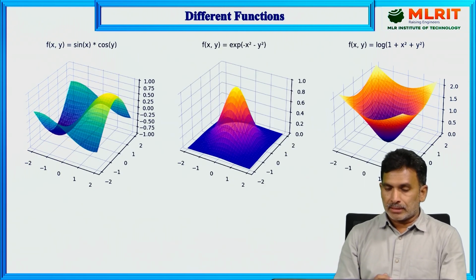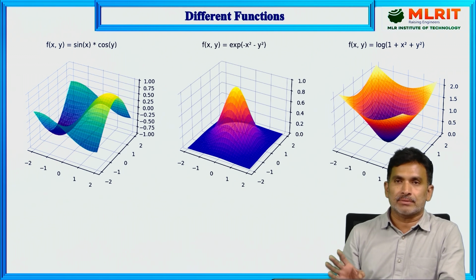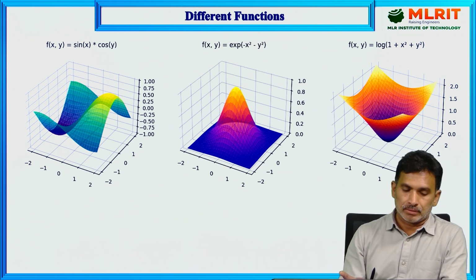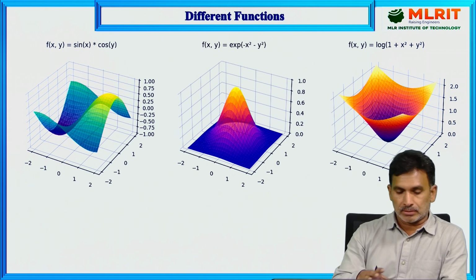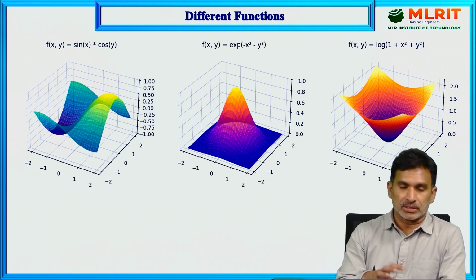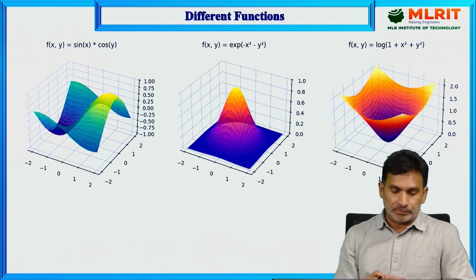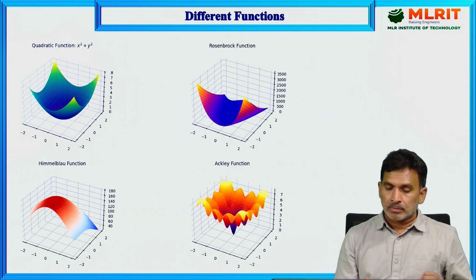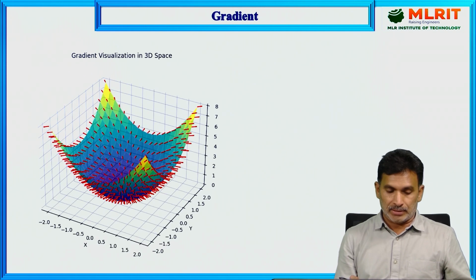These are different functions, because we always represent this loss function. If you look at the different functions, I just plotted them only for understanding, to represent this 3D space and how a function would look. So these are different examples of functions. These are all some other different examples. These are also different examples of functions in 3D space.